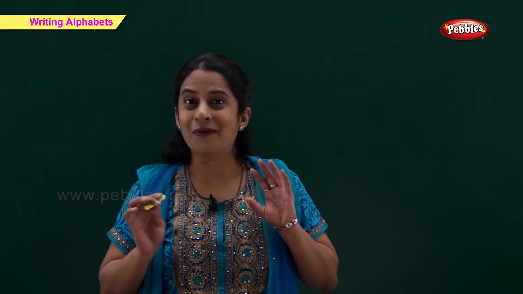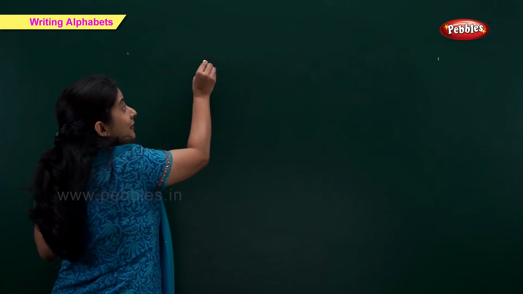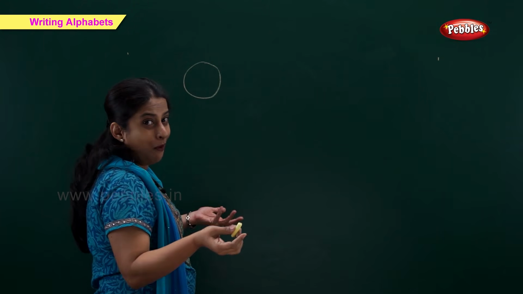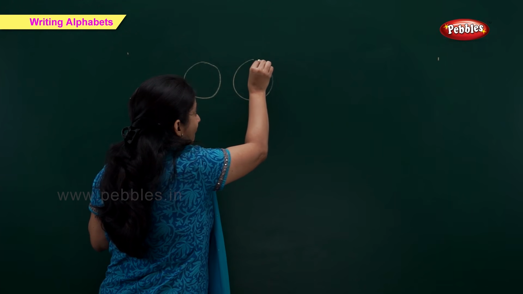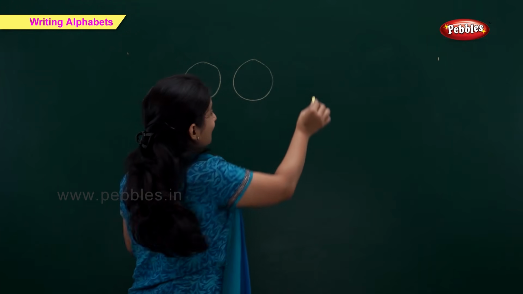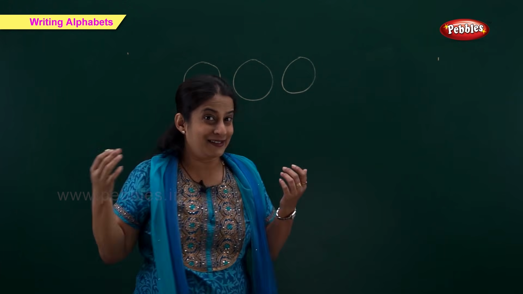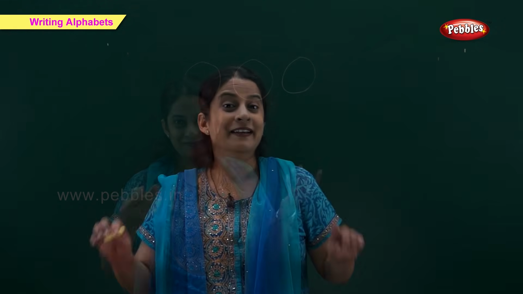Friends, it's time to write O. And you know what? O is like a ball. Round and round, just like a ball is O. O. Isn't it simple? O.